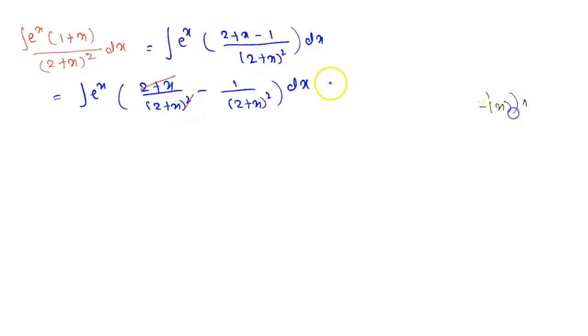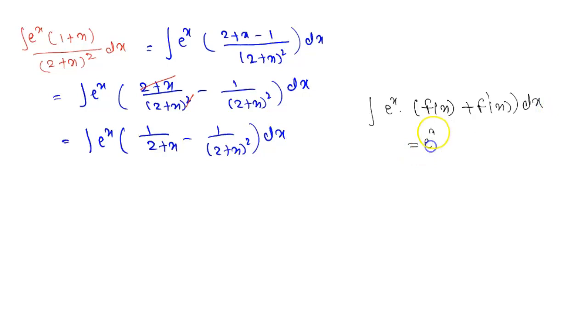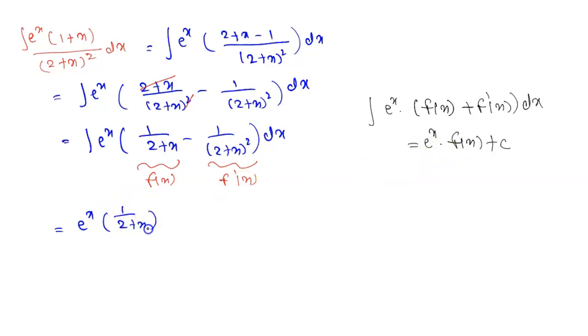The formula: integral e power x into [f of x plus f dash of x] dx is equal to e power x into f of x plus c. So if you choose this function as f of x, then f dash of x is this function only. In the sense, derivation of 1 by x is minus 1 by x square. So your final answer is e power x into f of x plus c, that is nothing but e power x into 1 by (2 plus x) plus c is our answer.